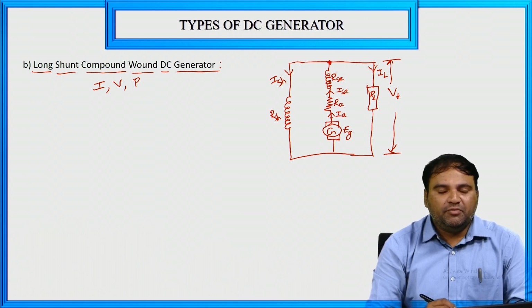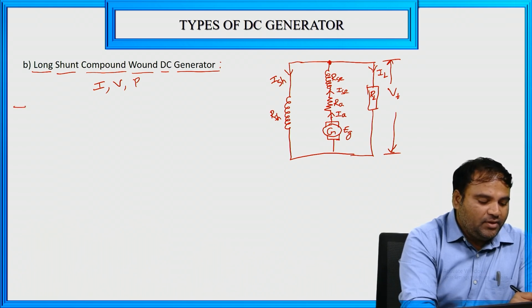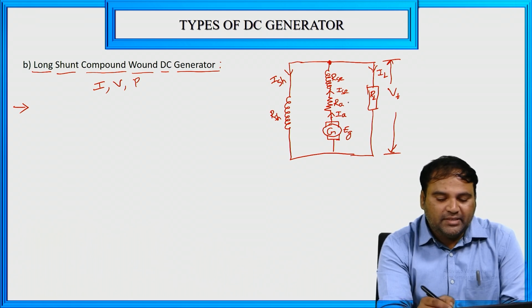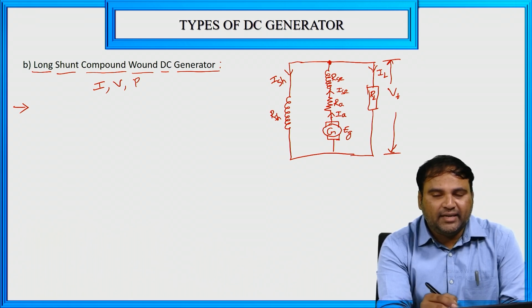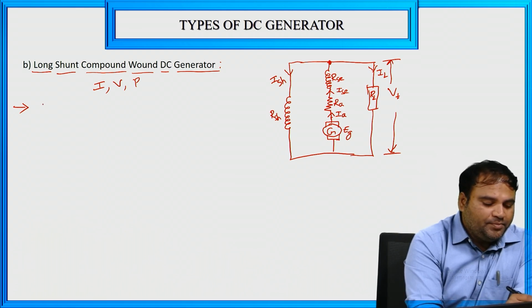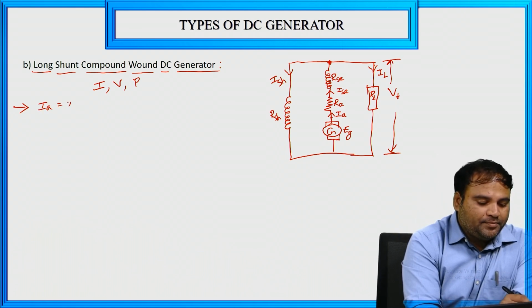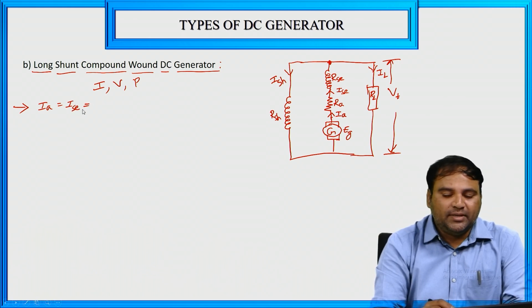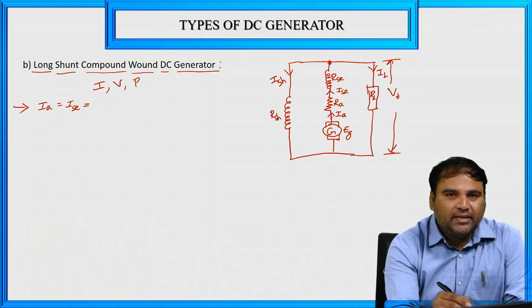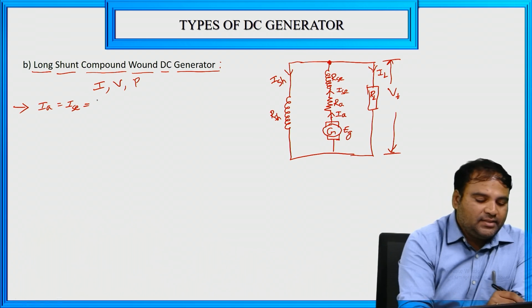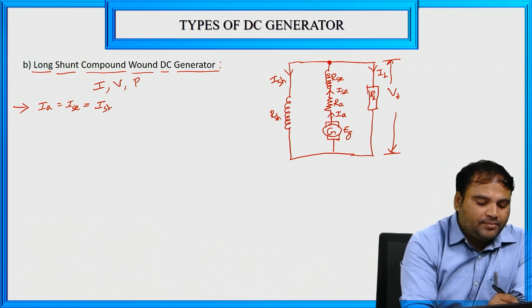First we need to write the current relations of the long shunt compound wound DC generator. Here the armature and series field resistance are connected in series. In series the current is constant, so IA is equal to ISC, because the current is the same. Now apply KCL here: the incoming current is equal to the algebraic sum of the outgoing currents, that is ISH plus IL.